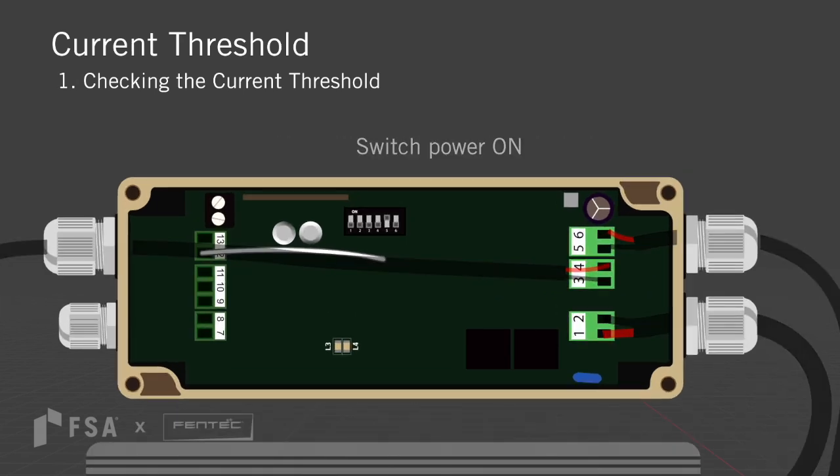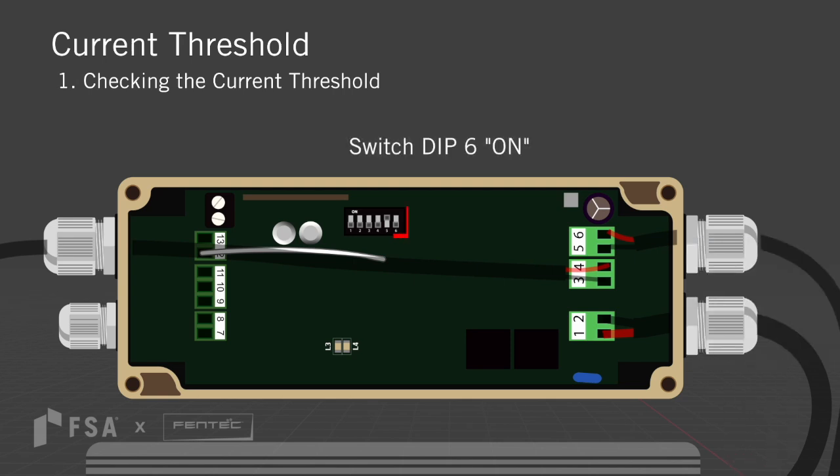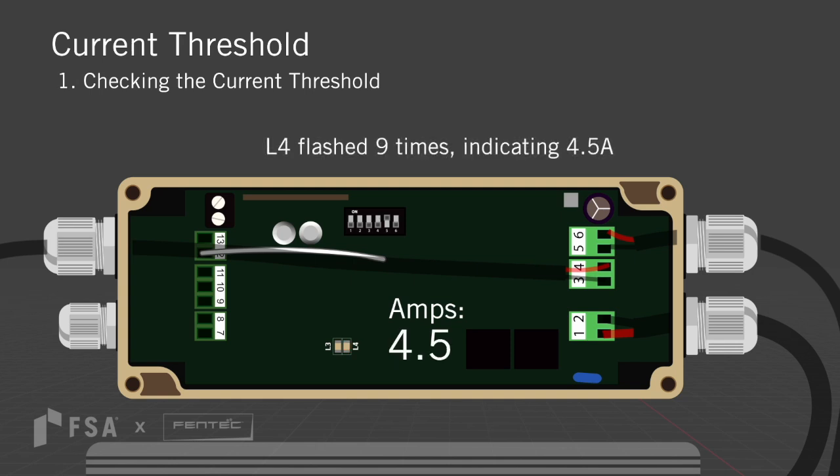To begin, switch power on to the control box. Switch dip 6 on. When dip 6 is switched off, be ready to count the flashes. Switch dip 6 off. L4 flashed 9 times, indicating that this control box is set to 4.5 amps.